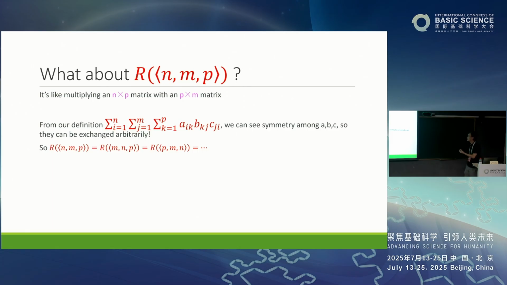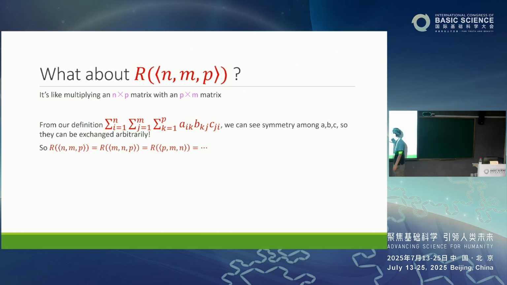But this tensor is symmetric, right? The A, B, and C can be changed arbitrarily. So it's symmetric among A, B, and C, so the rank is also equal: R(n, m, p) equals R(m, p, n) equals R(p, m, n), and so on.